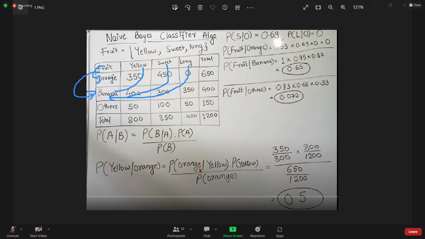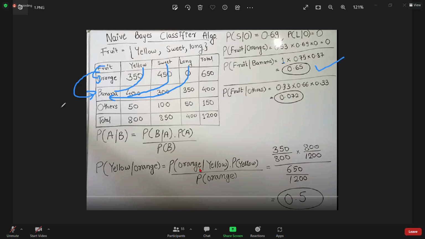Okay. So once we compute fruit with respect to banana, we need to compute yellow banana, sweet banana, and long banana. So how do you do this? Apply the same methods now. Yellow banana, I got output as 1. Sweet banana, I got output as 0.75. Long with respect to banana, we got 0.87. What is the probability? It comes to 0.65.